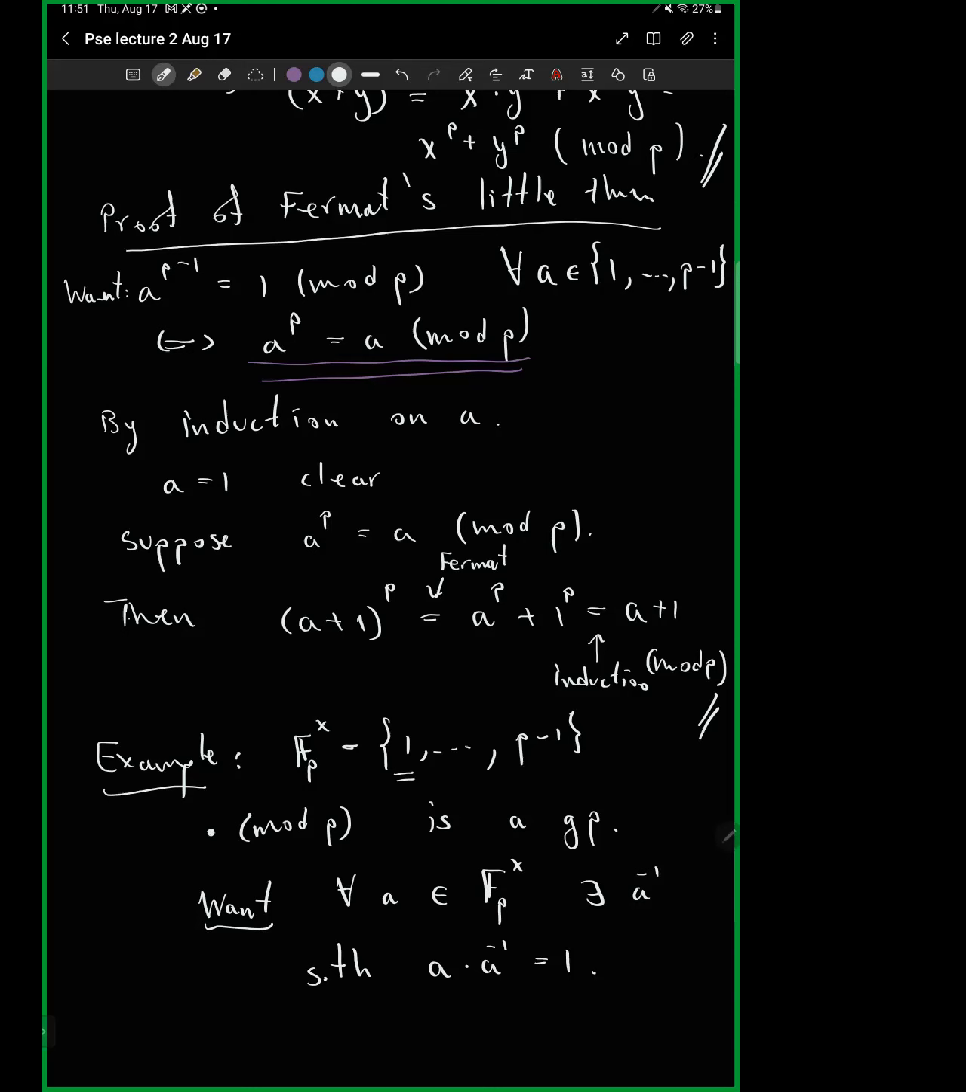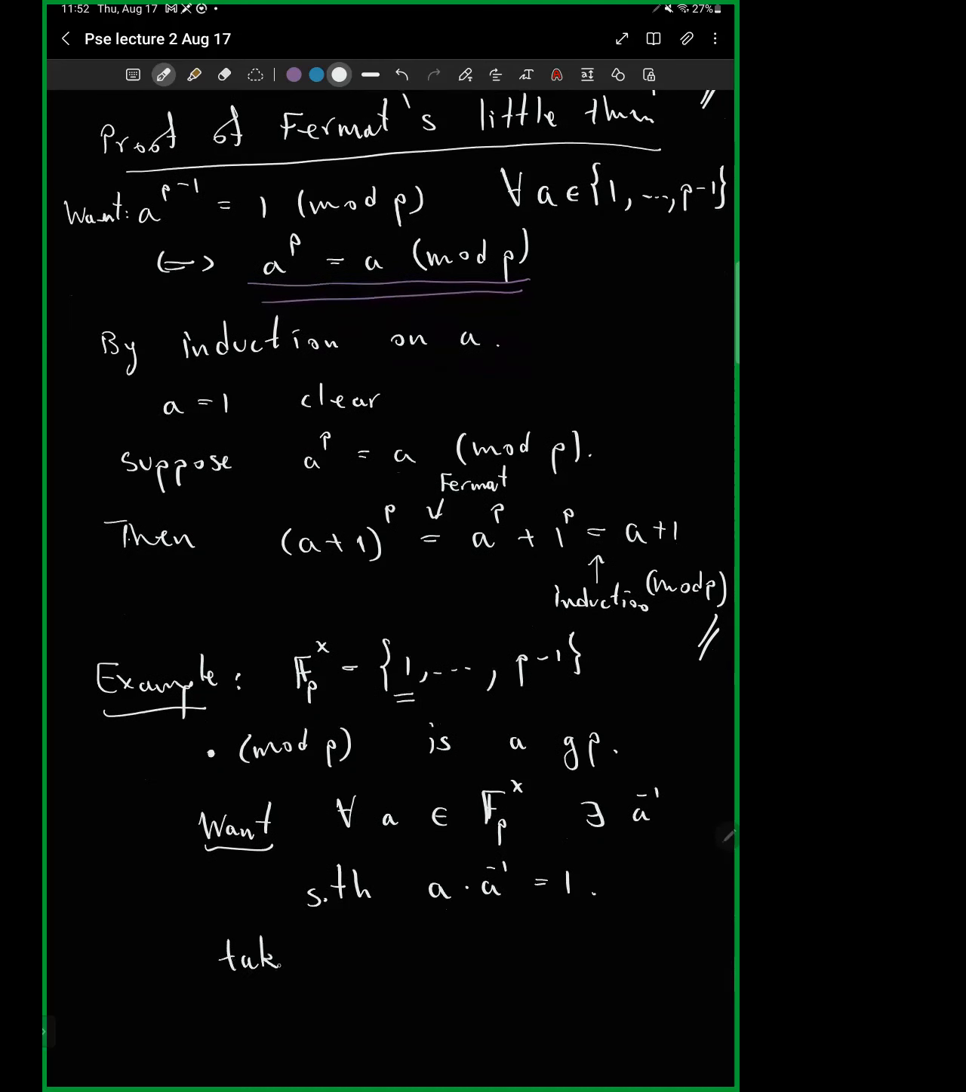Hello? This is something you should definitely be able to answer, and it uses the previous propositions we discussed. Is it a to the p minus 2? Exactly.